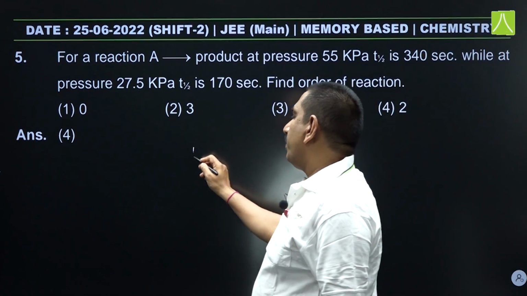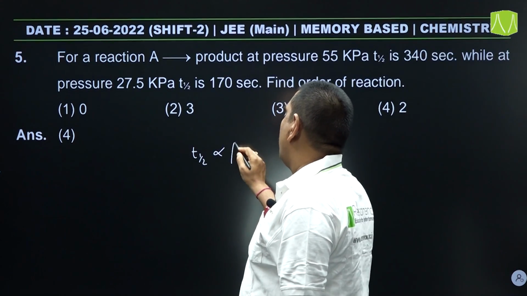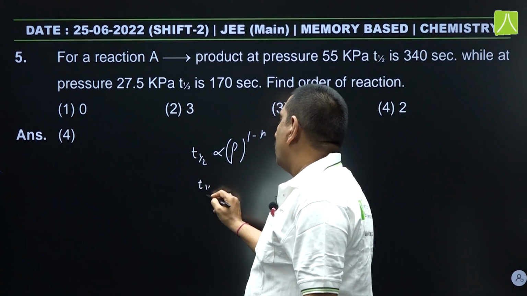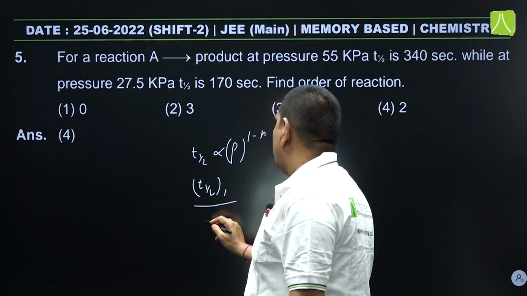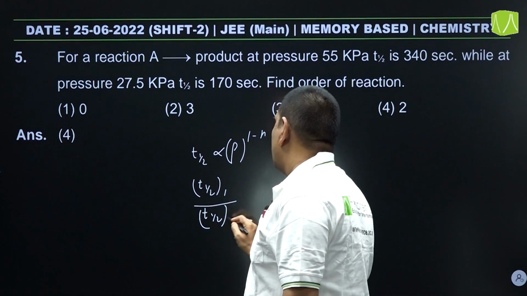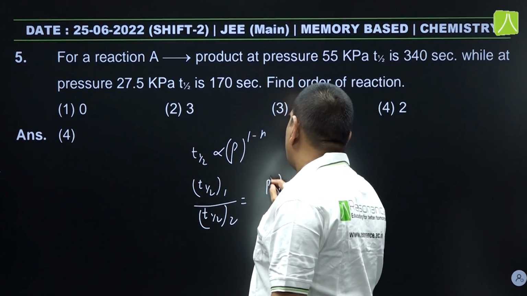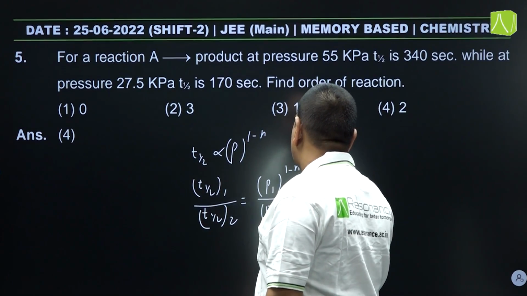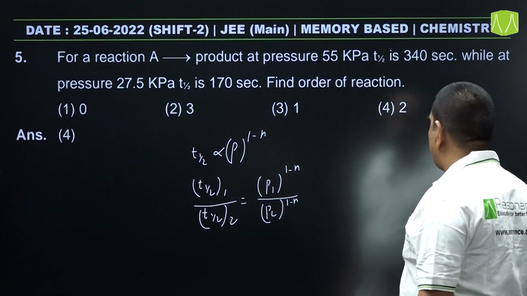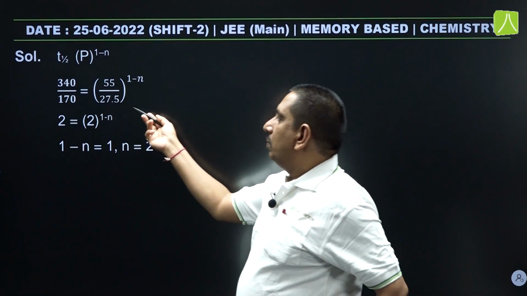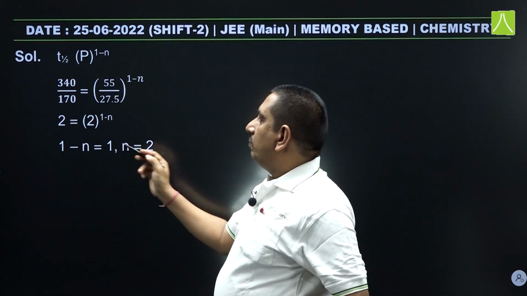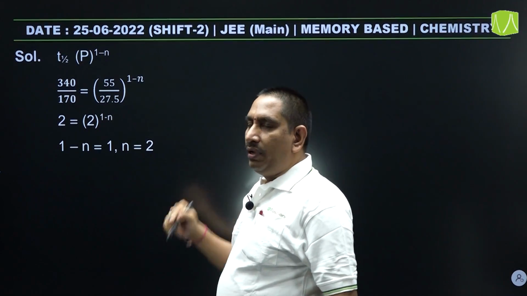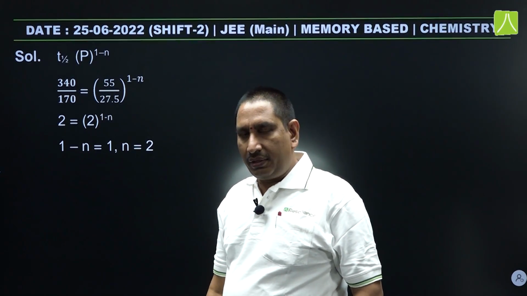You know T half is directly proportional to P power 1 minus n, and T half of 1 upon T half of 2 equal to P1 power 1 minus n upon P2 power 1 minus n. इसको हम इसमें पुट करेंगे तो आपको ये डेटा से n वैल्यू आ जाएगा 2. सो ये n वैल्यू इज द ऑर्डर ऑफ द रिएक्शन.